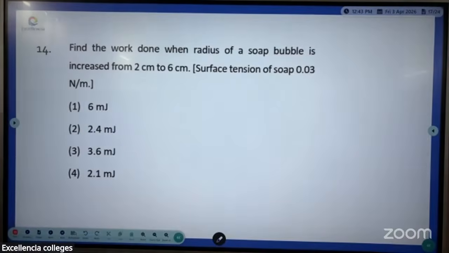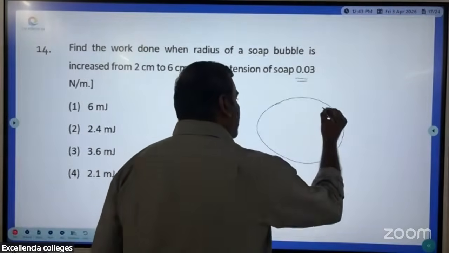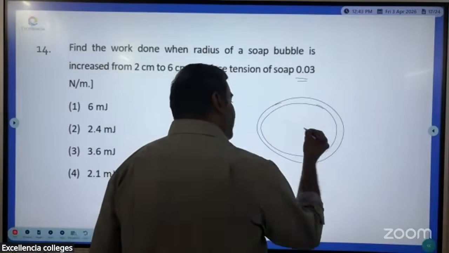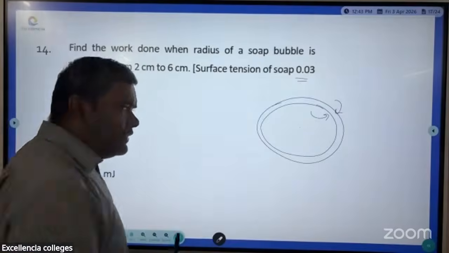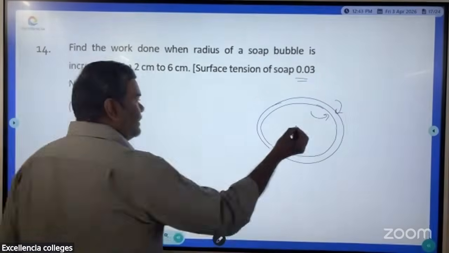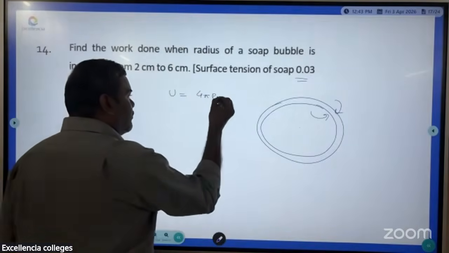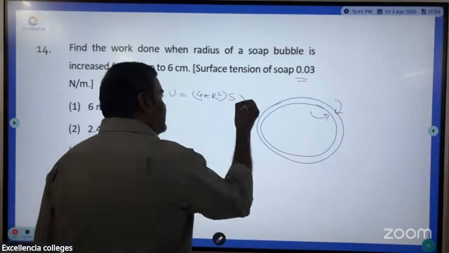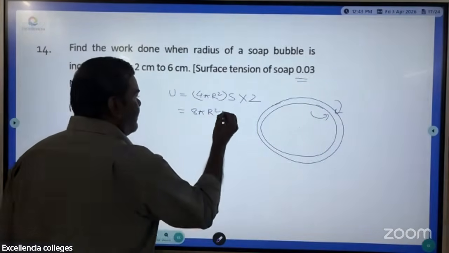Right. So find the work done when the radius of a soap bubble is increased from 2 centimeter to 6 centimeter. Okay, surface tension of soap is given. Okay. The soap bubble, आप देखो ध्यान से. This is the soap bubble, and this soap bubble has negligible thickness. So there are two surfaces, one on the inside, one on the outside. There are two surfaces. That is where people will make mistake. So the surface energy will become 4 pi r square into the surface tension multiplied with 2 for two surfaces. So that becomes 8 pi r square into S.